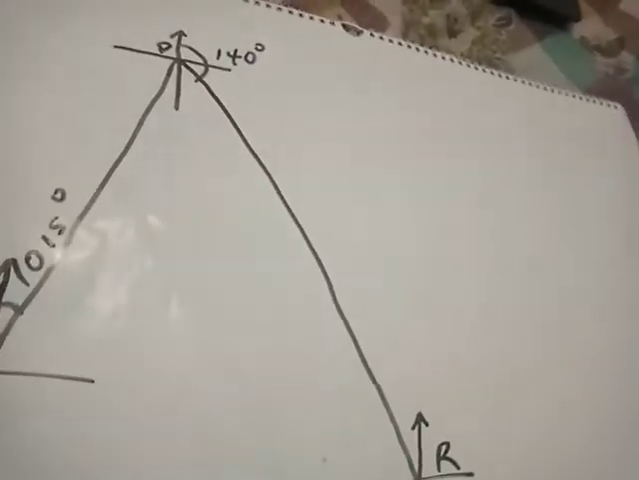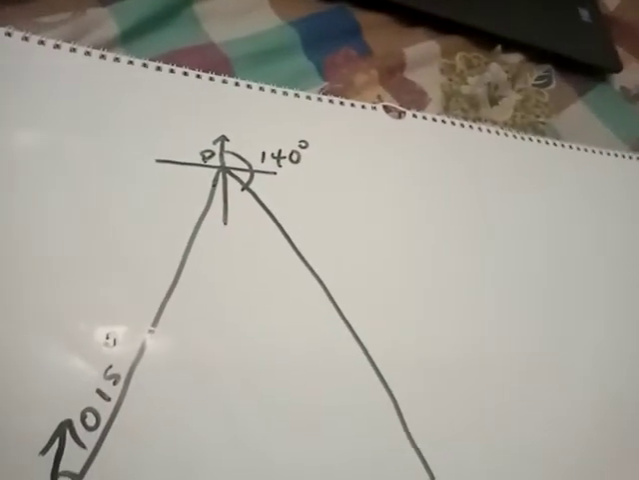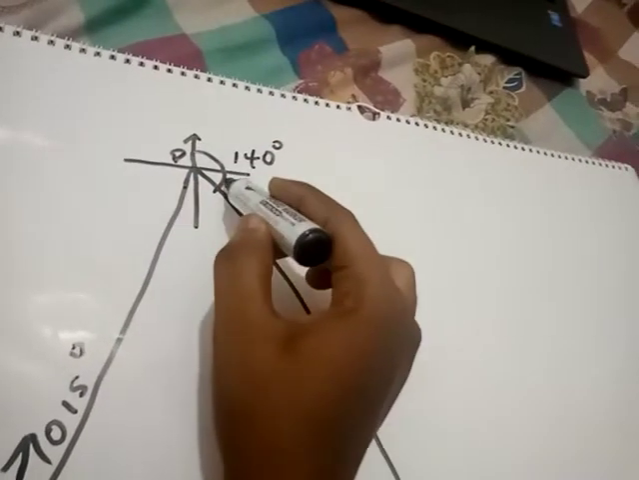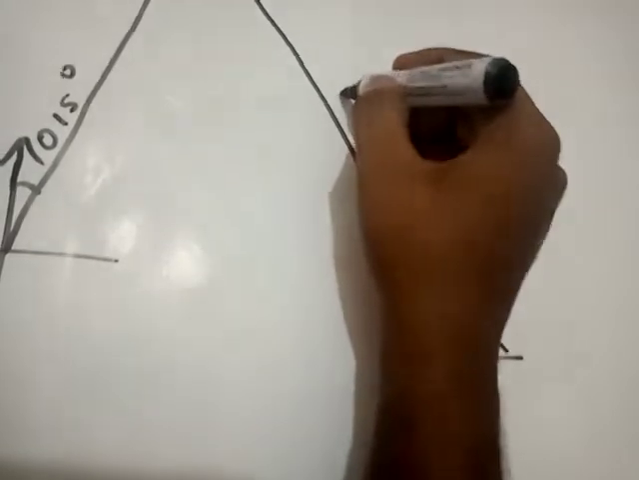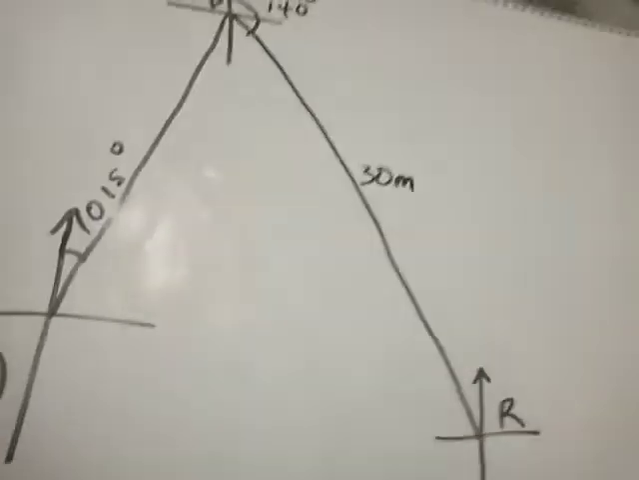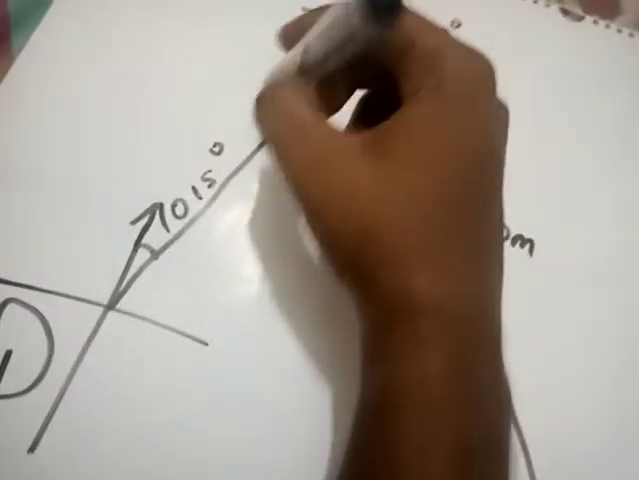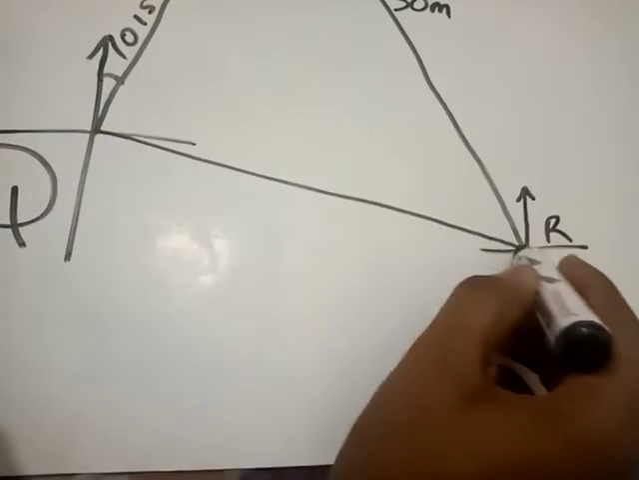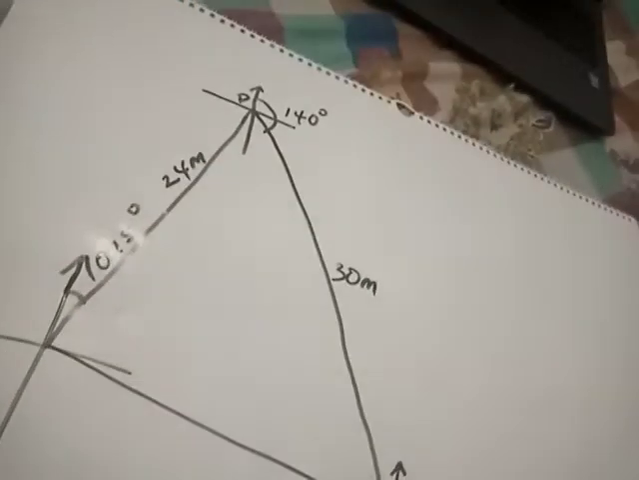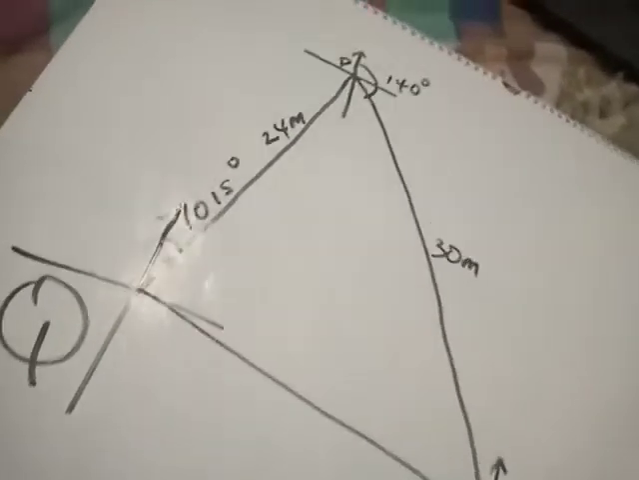Now R is on the bearing of 140 degrees from P. So starting from P, we draw 140 degrees clockwise from the north axis. Then we sketch this. The distance here is what? 30 meters. If you look at the question in your note, the distance QP is 24 meters. Now you'll find that if I connect this and this together, I'll have a triangle.